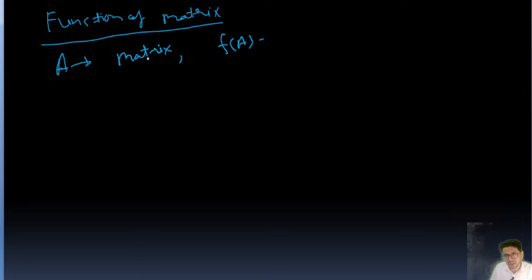For example, A is the matrix given, and function of matrix means f(A). And f(A) can be e to the power A, this is a function of matrix. It can be e to the power 10, it can be cos A, where A is the matrix, or pi A upon 6. Those are the functions of it.